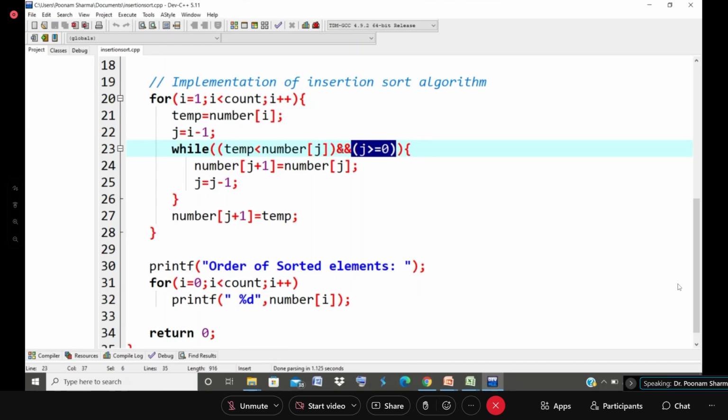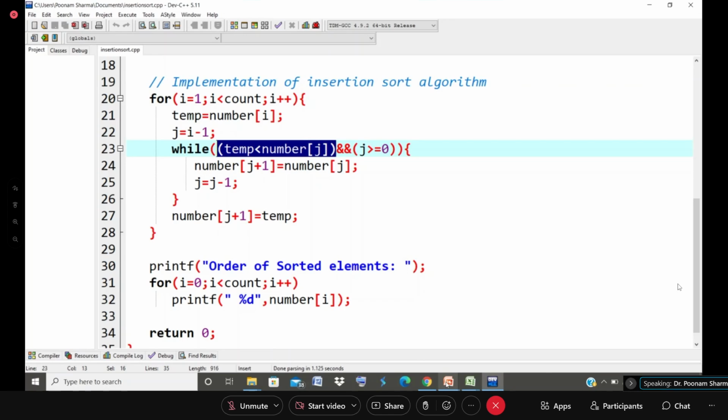It should not go unbounded. And this part is for comparison of the values. So when you go on comparing, as soon as this condition is true, what you have to do? You have to shift the values to the right. Start shifting the values to the right.